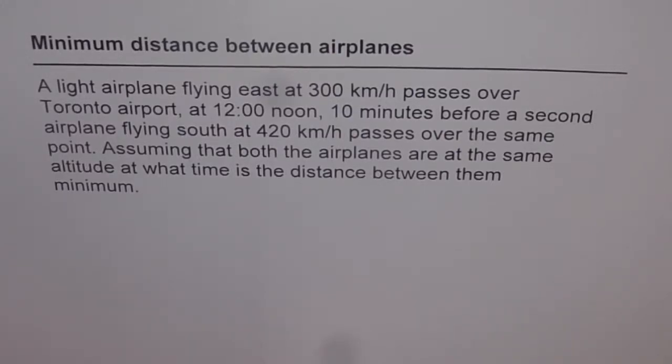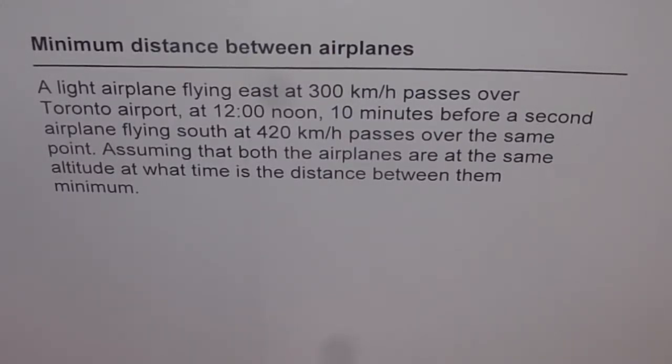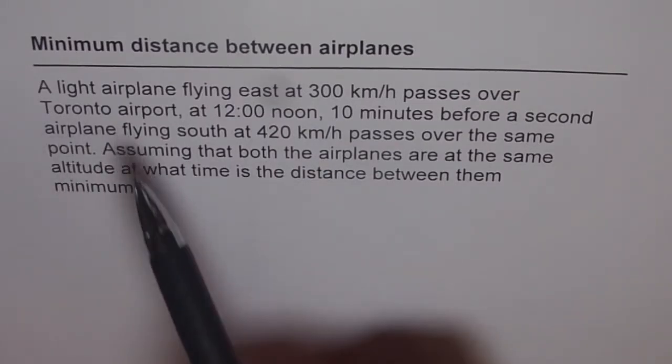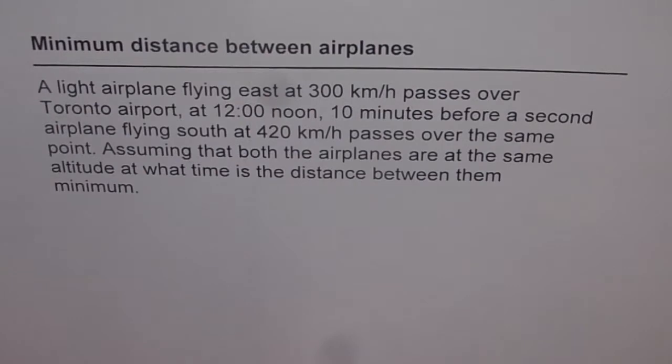Here is an application problem to find minimum distance between airplanes. The question is: a light airplane flying east at 300 kilometers per hour passes over Toronto Airport at 12 noon, 10 minutes before a second airplane flying south at 420 kilometers per hour passes over the same point. Assuming that both the planes are at the same altitude, at what time is the distance between them minimum?